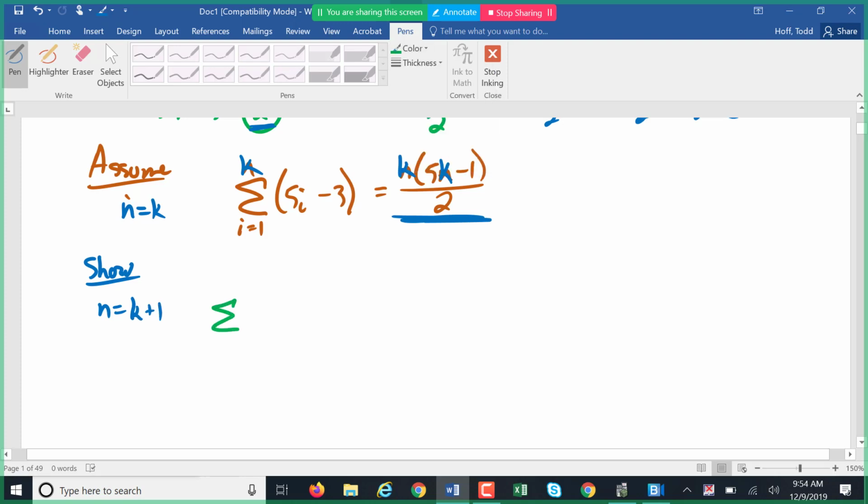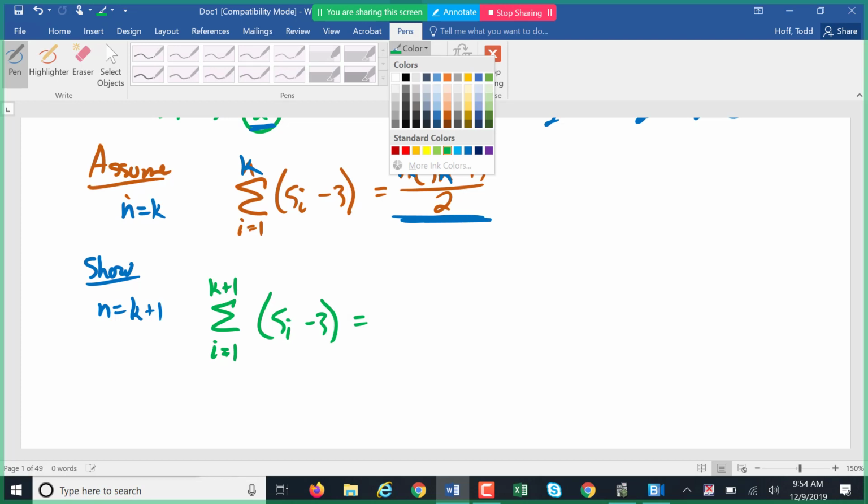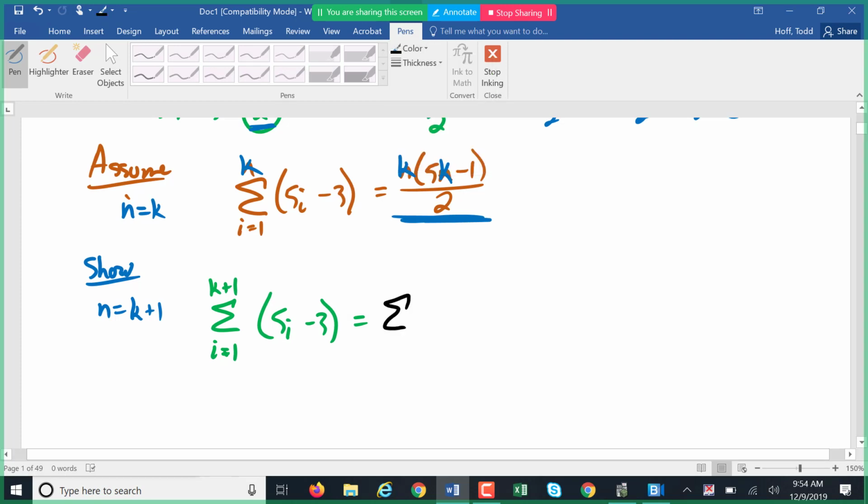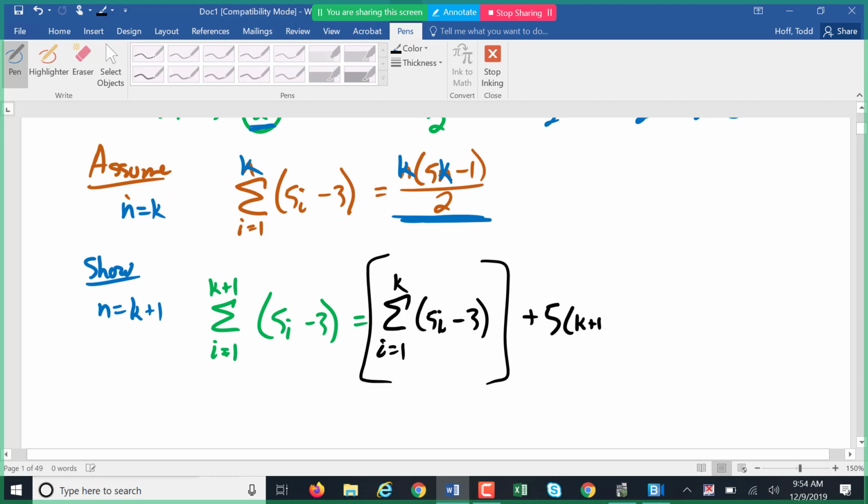Well, the sum from i equals 1 to k plus 1 of 5i minus 3 is equal to the sum from i equals 1 to k of 5i minus 3 plus, now notice that sum is by itself, we're adding to that 5 times k plus 1 minus 3. So all we did there is we separated out that last term, that k plus 1 term, by itself.